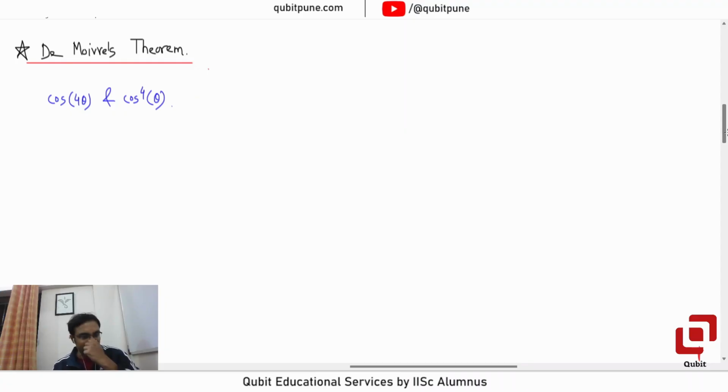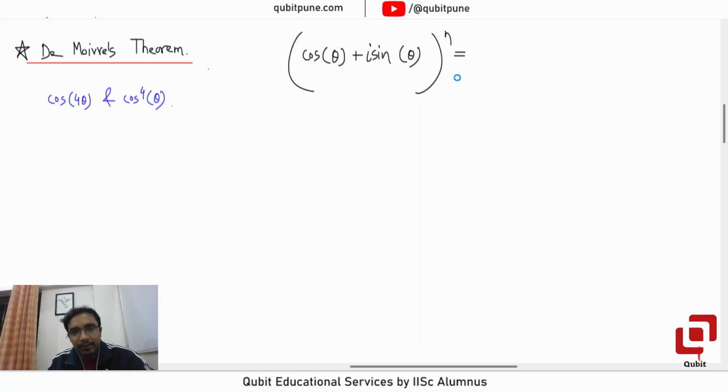Now let's go to De Moivre's theorem. The theorem tells us that cos theta plus i sin theta raised to n is equal to cos of n theta plus i into sine of n theta.